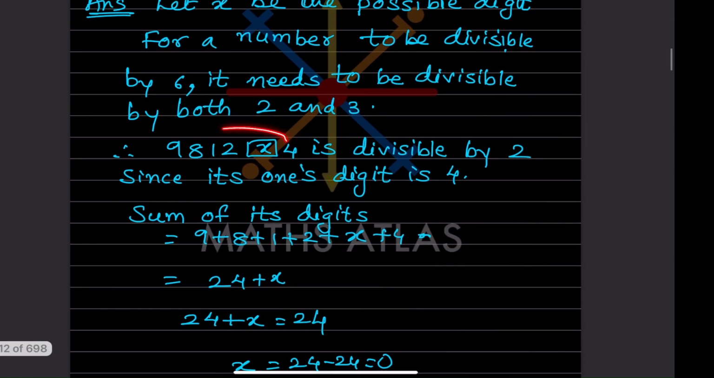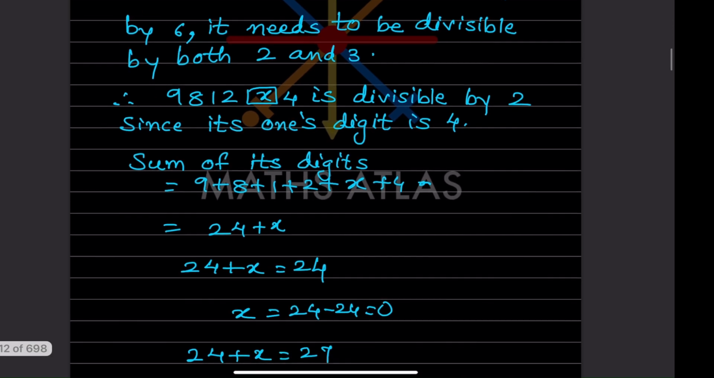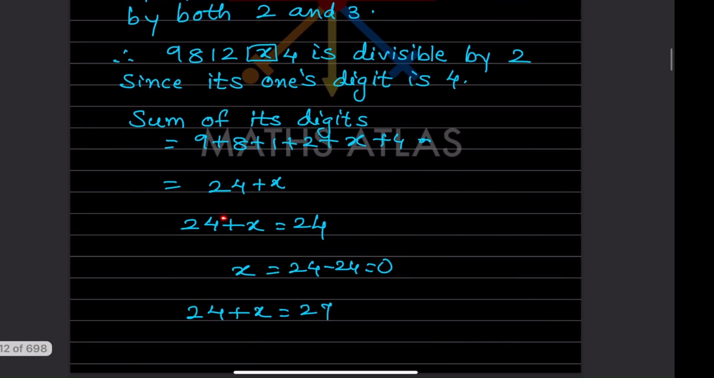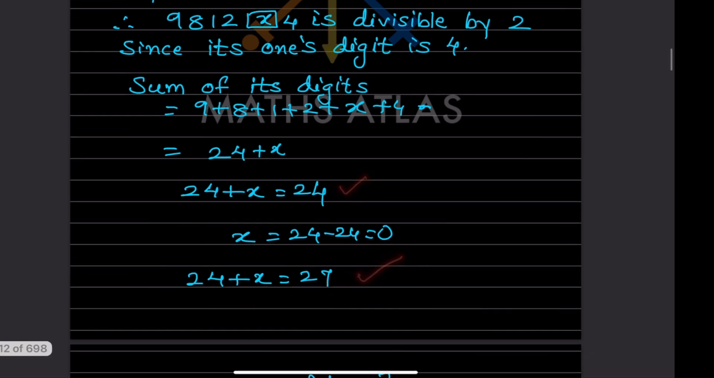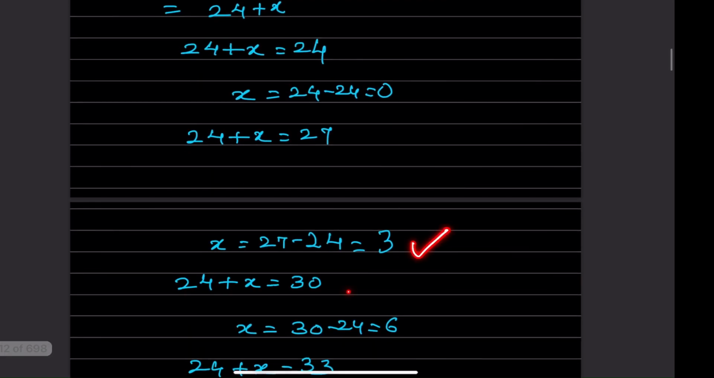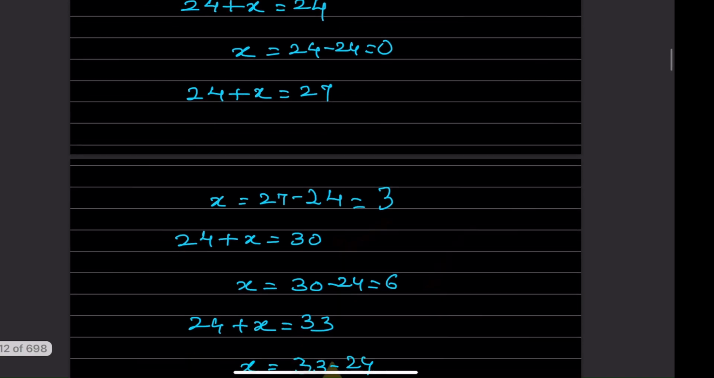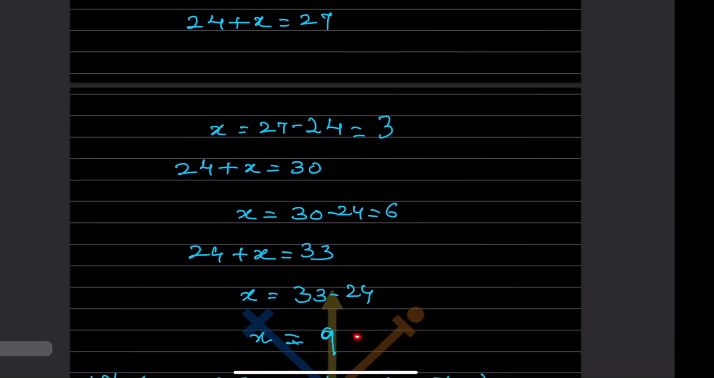Again, we'll add all these numbers. This is what I have added over here. So 24 plus x. If we take 24 itself, 24 minus 24 is going to be 0. Then if we take 27, you are going to get 3. Again, if we take 30, we keep on adding 3 to it: 27, 30, then you get 6. Then again you add 3, you get 9.